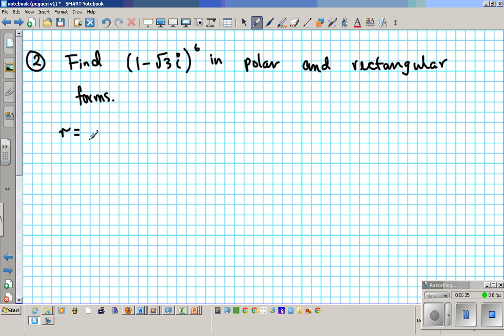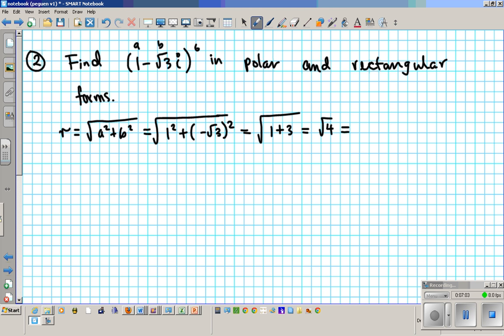R is basically the square root of a squared plus b squared. This is a, and this is b. So this is going to become the square root of 1 squared plus negative root 3 squared. Please put the negative under the square, in the parentheses to be squared, okay? So this becomes the square root of 1 plus 3, which becomes the square root of 4, and your radius is 2.